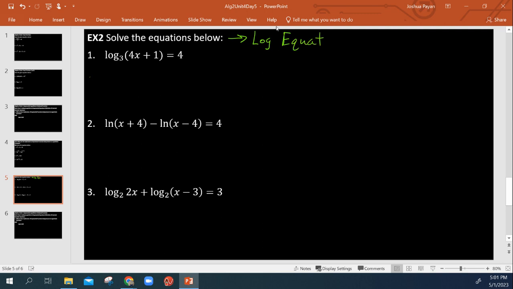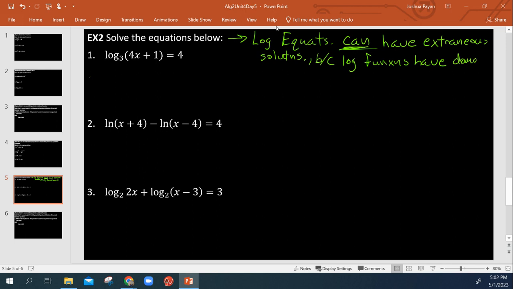Logarithmic equations can have extraneous solutions. Okay, so that's a fancy way of saying that we can have solutions for logarithmic equations that don't work when we go back and plug them in. And this is because logarithmic functions, I'm just going to say log functions, have domain restrictions. So they can have extraneous solutions because log functions have domain restrictions.